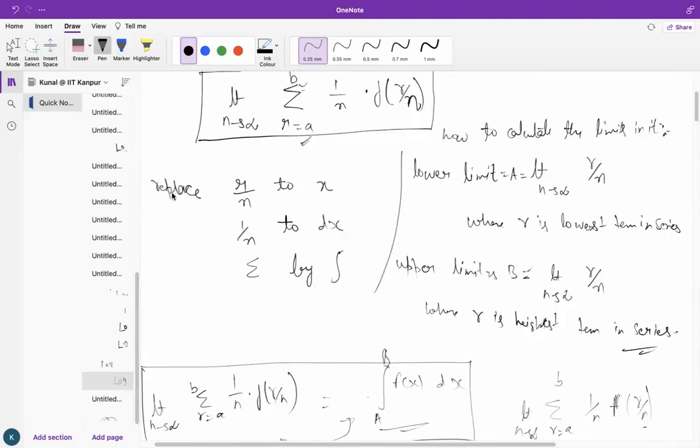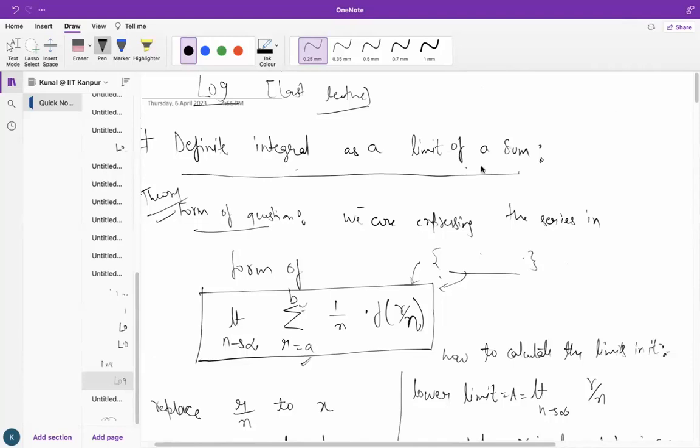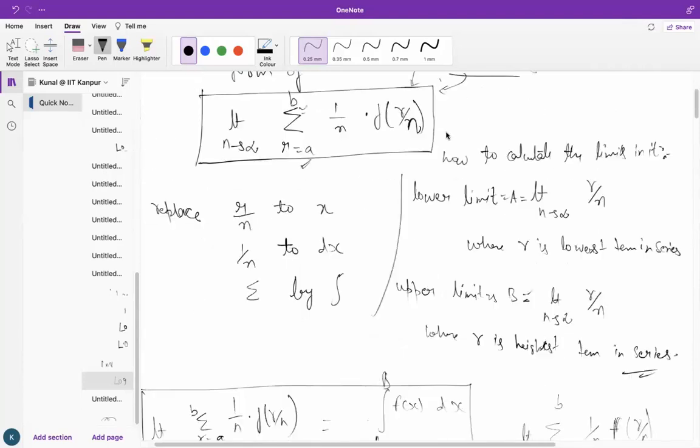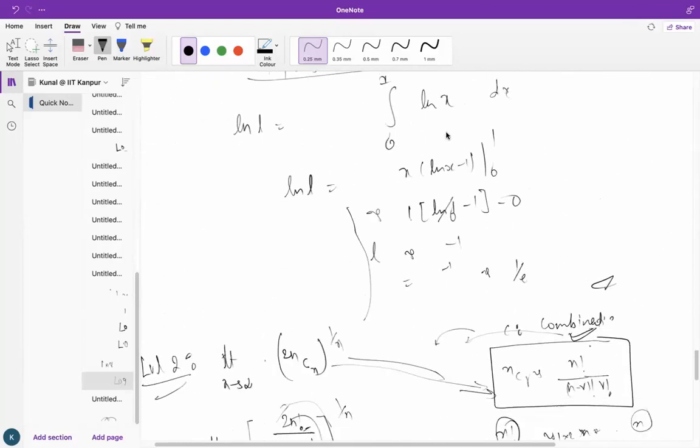So these are the things that you have to go through, right? This is the last topic, which is the definite integral as a limit of a sum. Okay, so this is the end of the chapter definite integration.